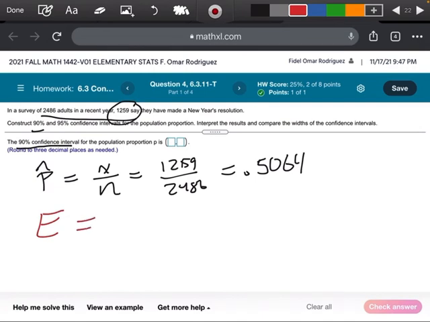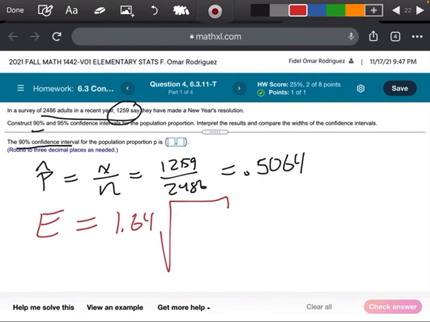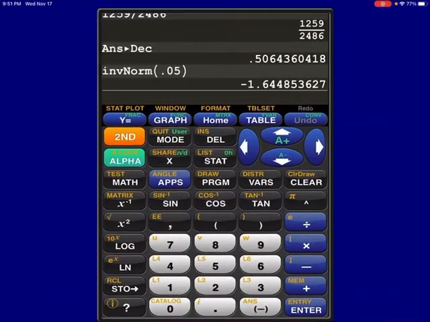Okay, so now here's my error formula. I'm going to write it on the previous page where we were working. So my error is 1.64, and then we've got a big square root. Look at the 3 numbers we're going to use: p hat, q hat, and n. So we just found p hat to be 0.5064. And if you're wondering how do I find q hat, it's always 1 minus p hat, right?